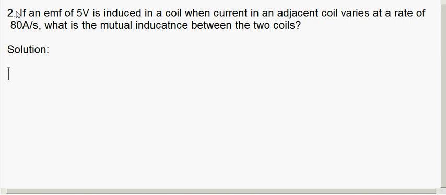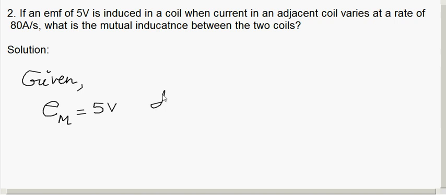If an EMF of 5 volt is induced in a coil when current in an adjacent coil varies at a rate of 80 ampere per second, what is the mutual inductance between the two coils? So again here also, first you list out the given quantities. Given: an EMF of 5 volt is induced in a coil when the current in the adjacent coil varies at a rate, therefore it is mutually induced EMF, that is 5 volt, and the rate of change of current in the other coil you can take as di1 by dt.